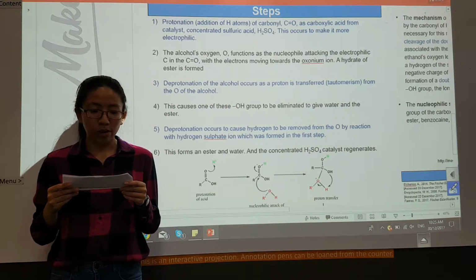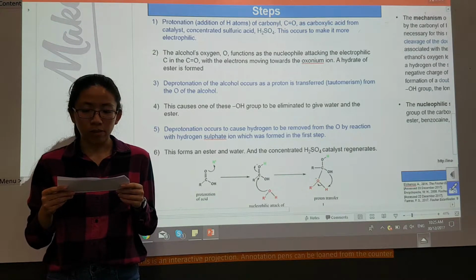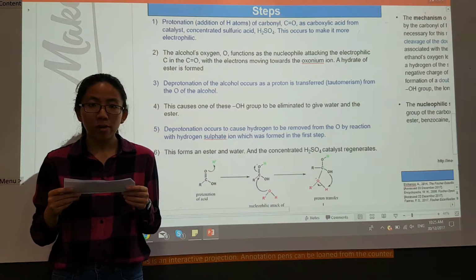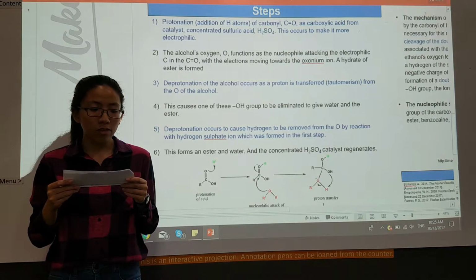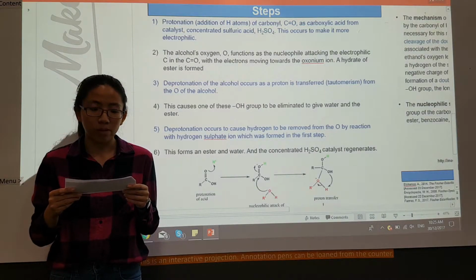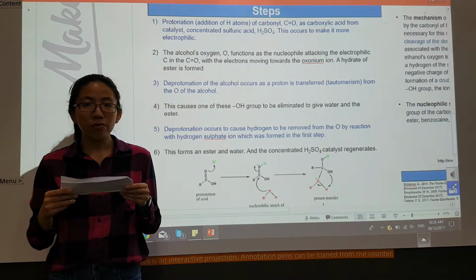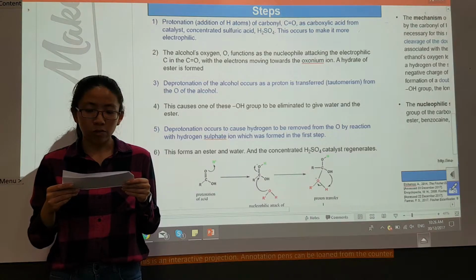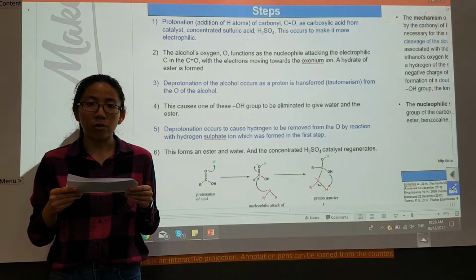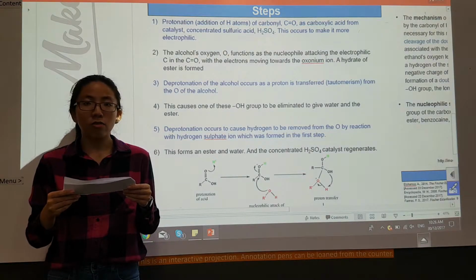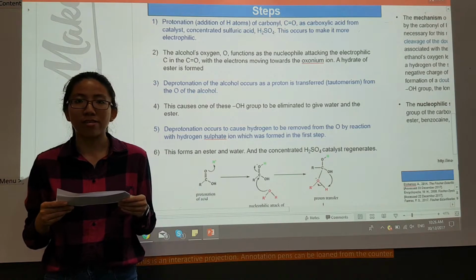Third step is deprotonation of the alcohol, which occurs as a proton is transferred from the oxygen of the alcohol in a process called tautomerism. Tautomerism is isomerism in which the isomers change into one another with great ease so that they ordinarily exist together in equilibrium. Fourth, this causes the OH group to leave to give water. Fifth, deprotonation occurs to cause hydrogen to be removed from oxygen by reaction with the hydrogen sulfate ion which was formed during step 1. 6. This forms an ester and water, and the sulfuric acid catalyst regenerates.